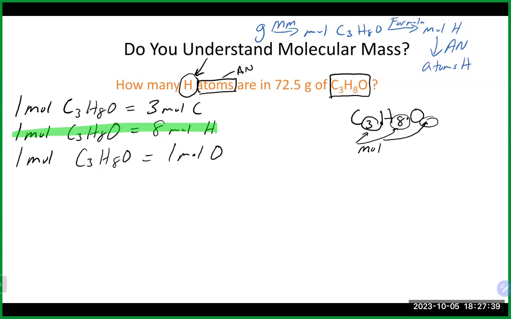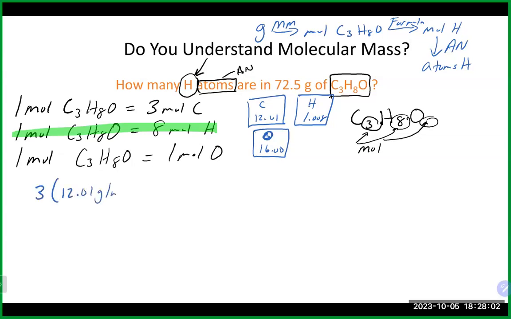So from the periodic table, carbon is 12.01. And again, that is the number that we see on the bottom. Just like for hydrogen, we see 1.008. And for our friend oxygen, we see 16. All right, so to add up the molar mass of this, we have 3 times our 12.01 grams per mole for our carbon. We're going to add it to 8 times 1.008 grams per mole for our hydrogens. And we'll add it to 16 grams per mole for our lonely oxygen.